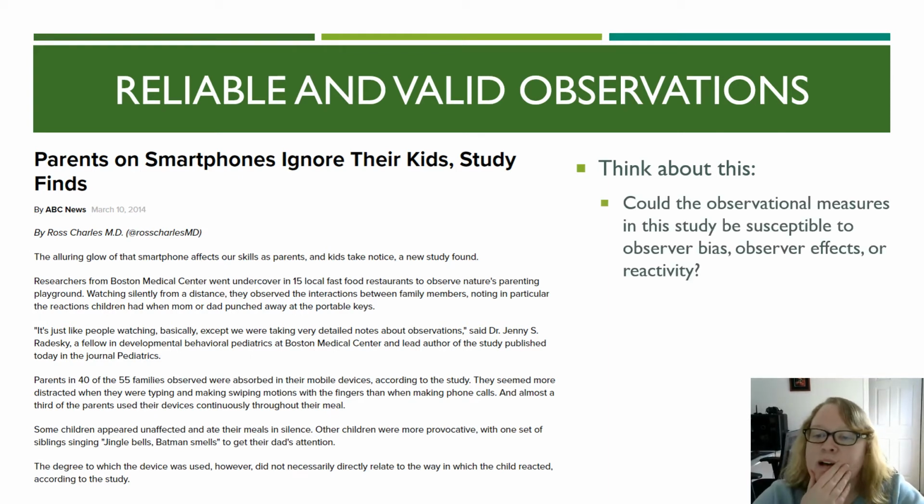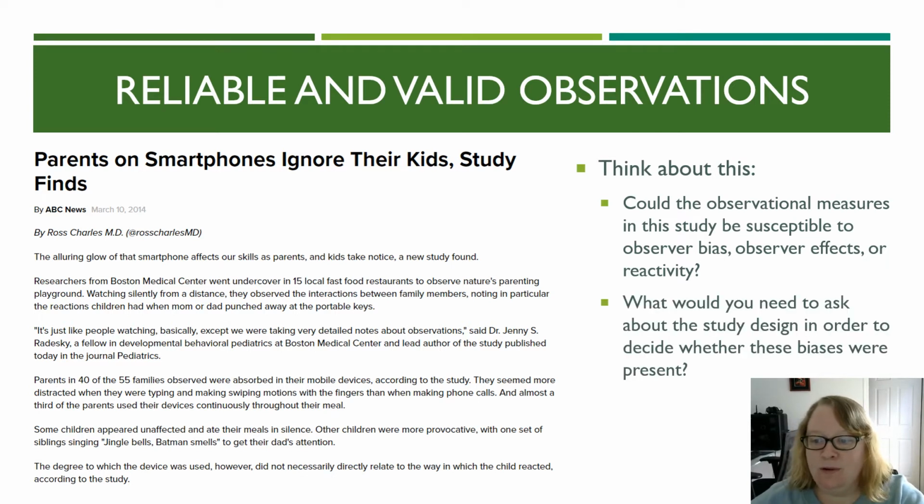So I want you to think about whether the observational measures in this study, based on what you can read in this screenshot, would be susceptible to observer bias, observer effects, or reactivity. So think about them one at a time. Think about whether any of these three threats could be a potential issue in this study. And then what would you need to ask about the study design in order to decide whether these biases were present? So what would you need to know about this research study in order to know whether any of these things really were a threat based on the study methodology?